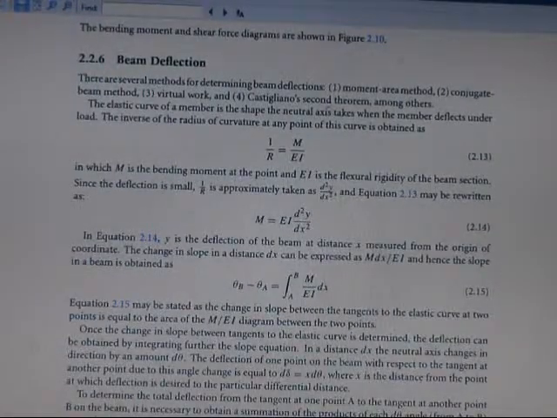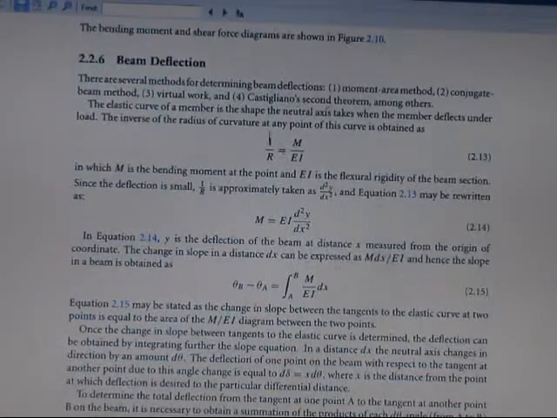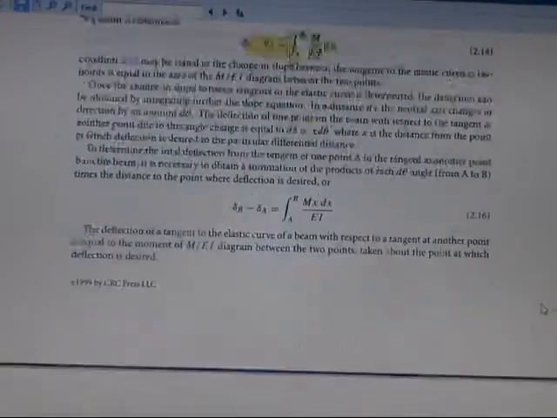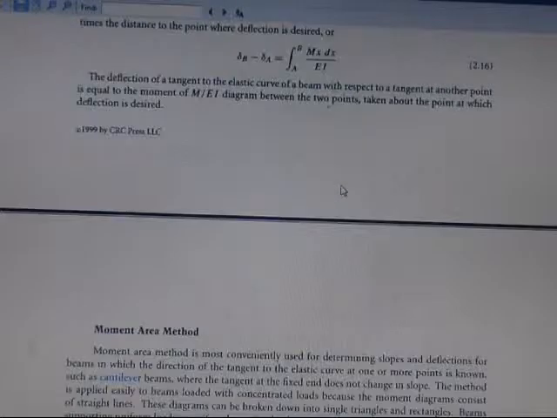And the bend depression. So this is the equation for the bend depression. So this is the bend depression equation.